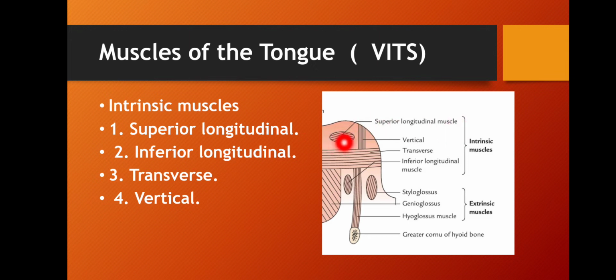This is the picture, superior longitudinal. And see here, this is the vertical. And this is the transverse. And this one is the inferior longitudinal. So superior longitudinal, vertical, transverse, and inferior longitudinal. These are the four major intrinsic muscles of the tongue.